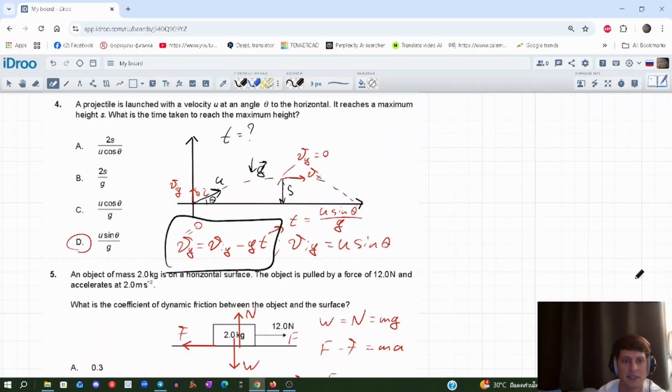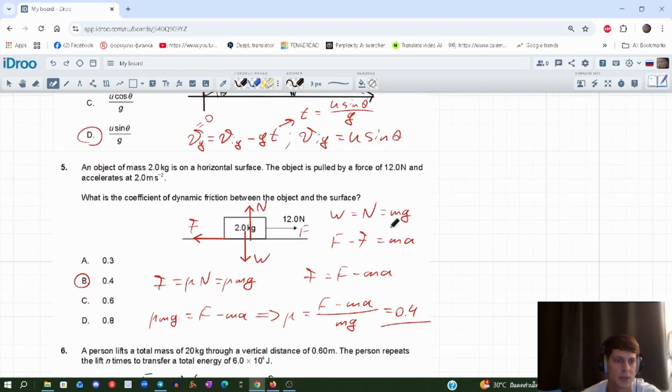I hope you understand this equation. If it equals gt, we can say that t equals v initial y over g. But v initial y also equals u sine of theta, because you can see from this triangle that this is the opposite to the angle theta here, and u is the hypotenuse. So yeah, u sine of theta is the initial vertical velocity, v initial y. So we get option D, u sine of theta over g.